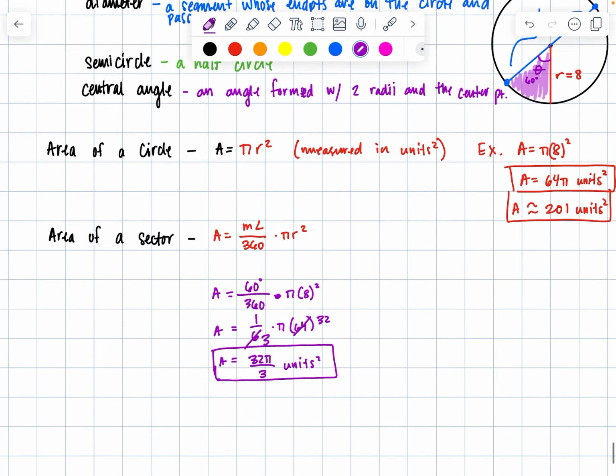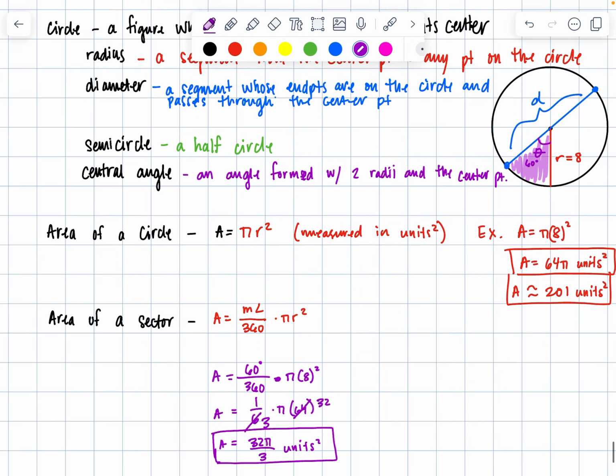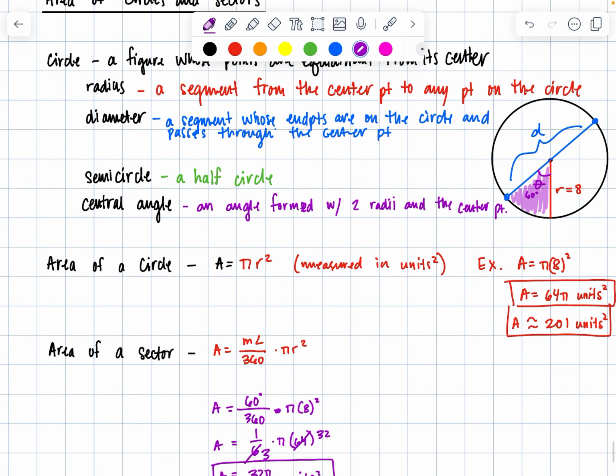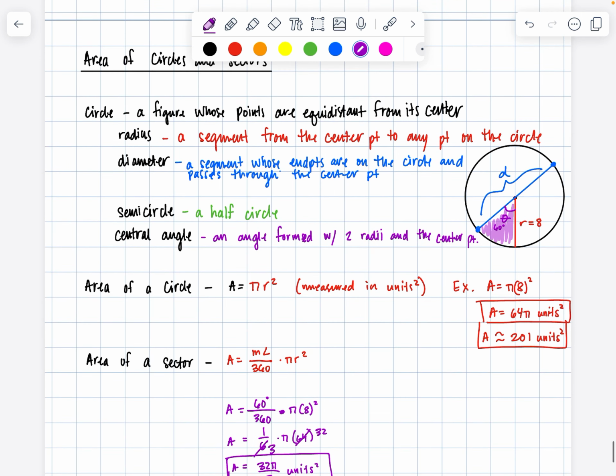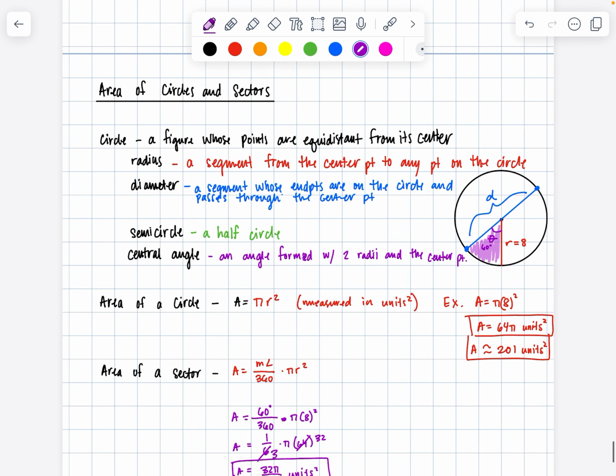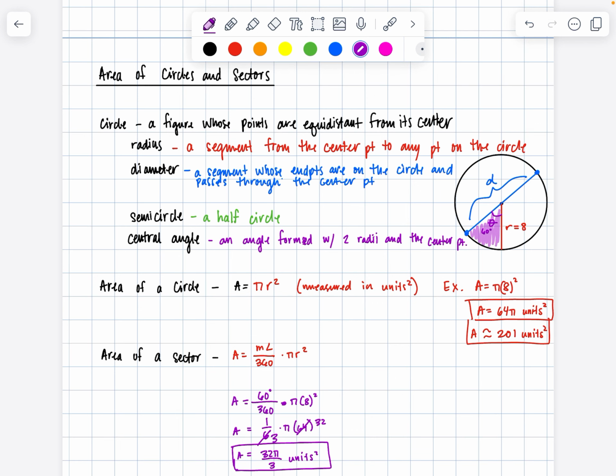All right, so area of a sector, area of a circle, and all these components of a circle are now fair game. If you do have any questions, please ask. It can be a lot to take in at once, especially when we start talking about arc length and circumference. So don't be afraid to ask those questions.